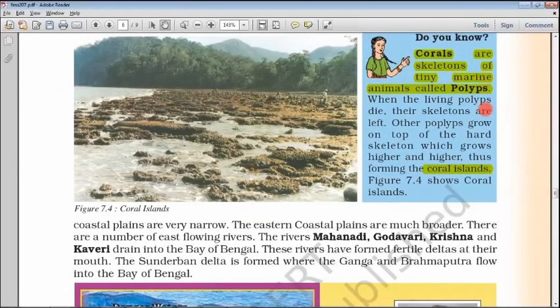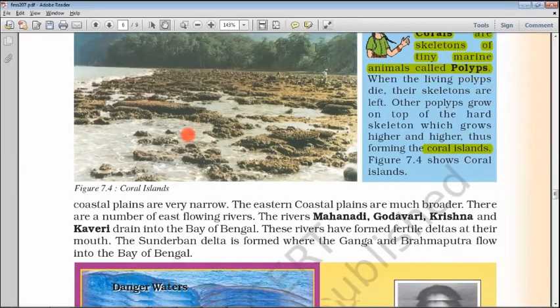What are corals? Corals are actually skeletons of tiny marine animals called polyps. Just get to know this name because these kinds of things are important for the prelims exam. When the living polyps die, their skeletons are left. Other polyps grow on top of the hard skeleton, which grows higher and higher, thus forming the coral islands. So Lakshadweep is an example of coral islands.